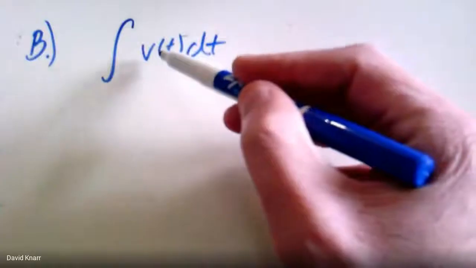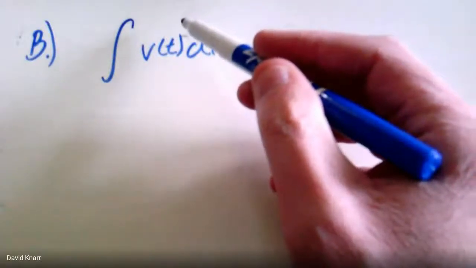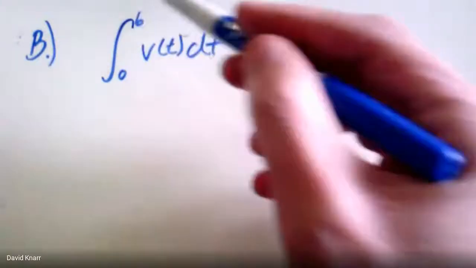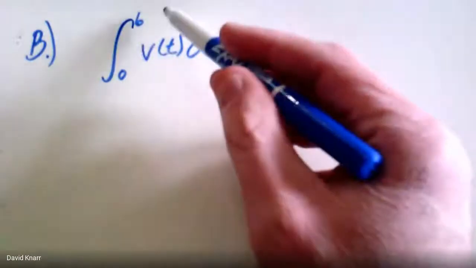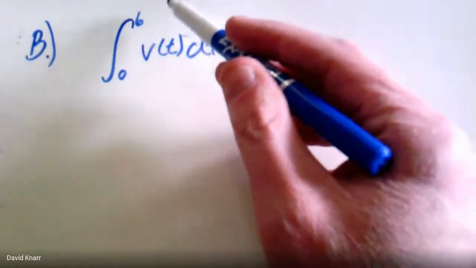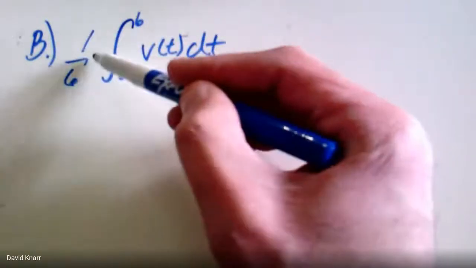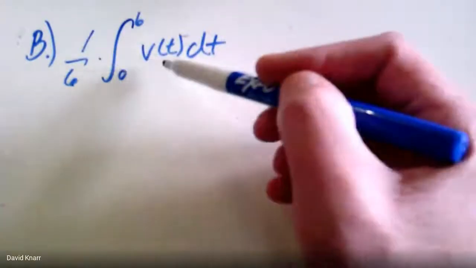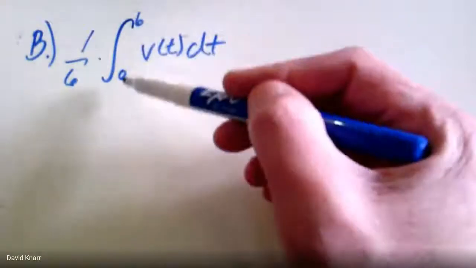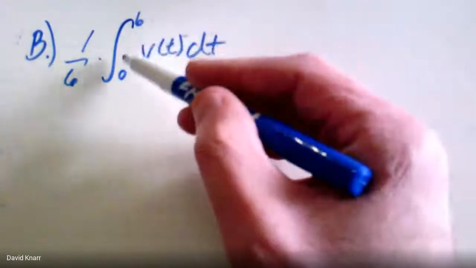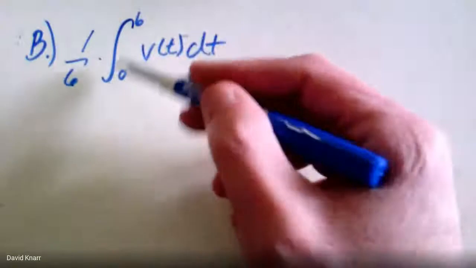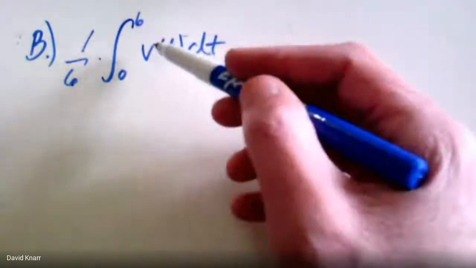So when I integrate v from 0 to 6, I get position. Okay, the integral of v will give me the position, measured in meters. But then I want the average, so I have to take 1/6 of that, right? Divide this integral into 6 equal pieces.